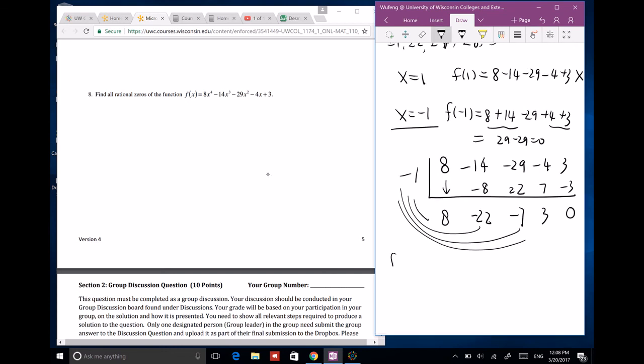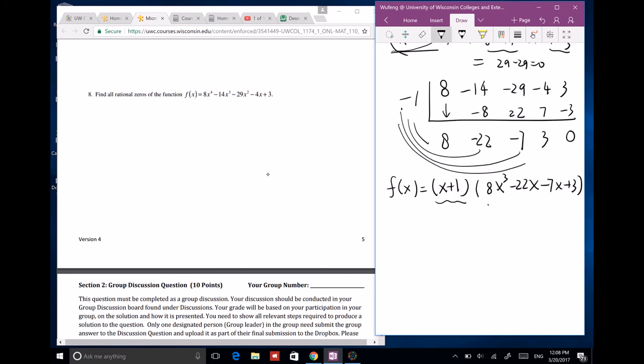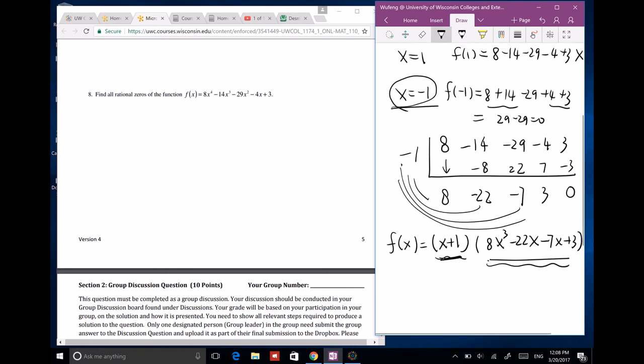So now my function can be written as x plus 1, from x equals -1, which gives the factor x plus 1, and 8x cubed minus 22x squared minus 7x plus 3. Okay, so I know one of the zeros is x equals -1. So I have to find the cubic's roots. We don't know yet. We have to test it, try it again. So continue, try plus or minus 1, 3, 2, 4, 8.